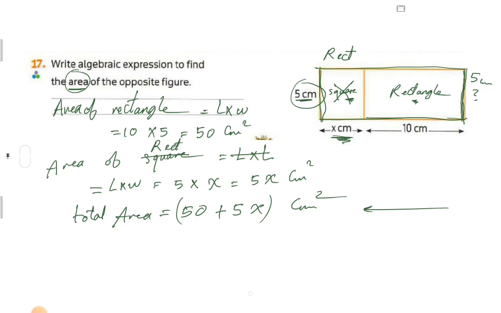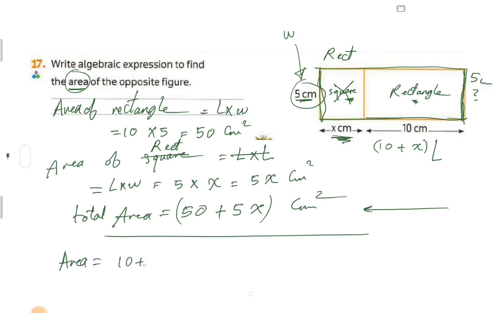I can solve it another way, and it's quicker than the first. I can say that it's one big rectangle. We have a width of 5, and we have 10 plus x as the length. So the area equals length, 10 plus x, times width. Width equals 5, so times 5. I can write it.